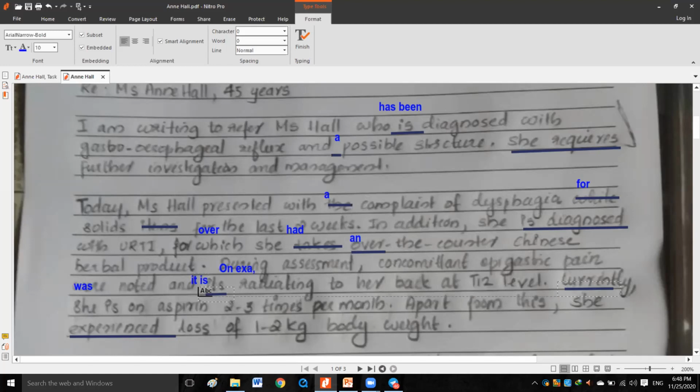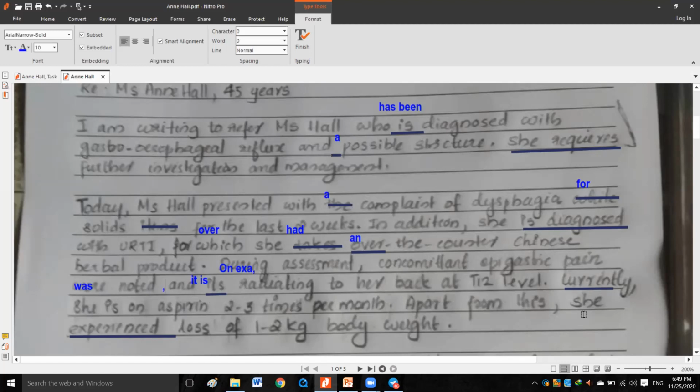The first clause, concomitant epigastric pain was noted. Here we have an independent sentence, so we can put a full stop to finish this part. But to continue with another section, you have to put a comma, because here we have another independent clause, and it's radiating to her back at level blah blah blah. This is an independent clause with a complete idea. That's why we have to add this comma just before "and."